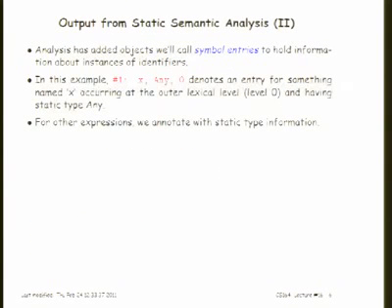So I'm just going to call these little red things symbol entries, because classically these things are held in a data structure called a symbol table, so I'll just call them symbol entries.